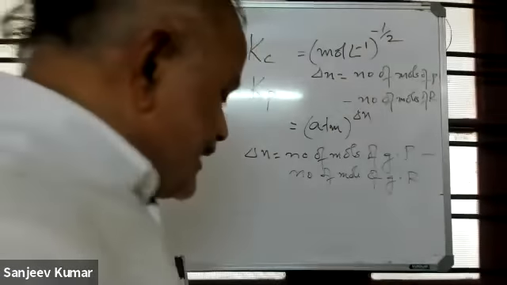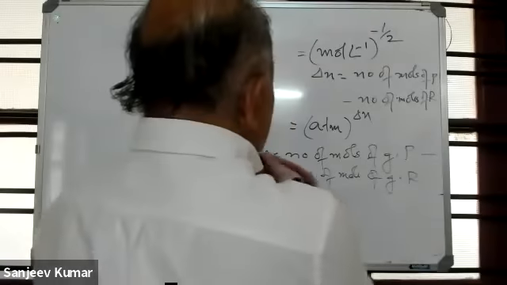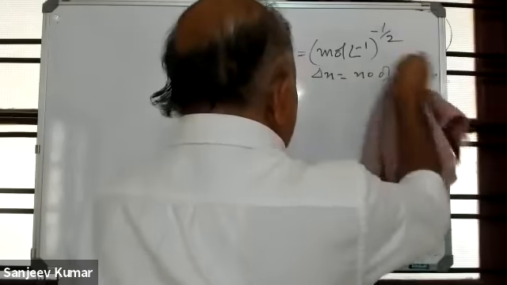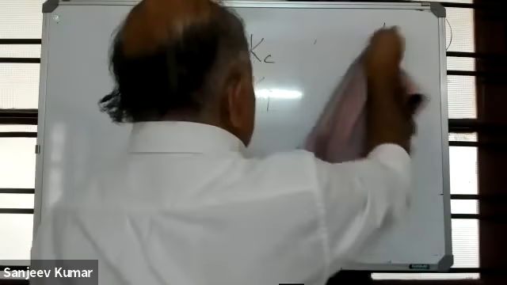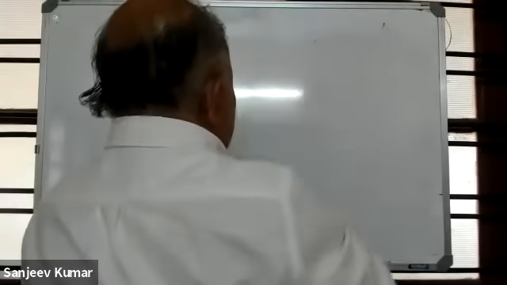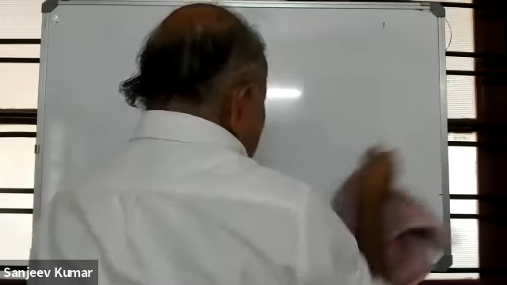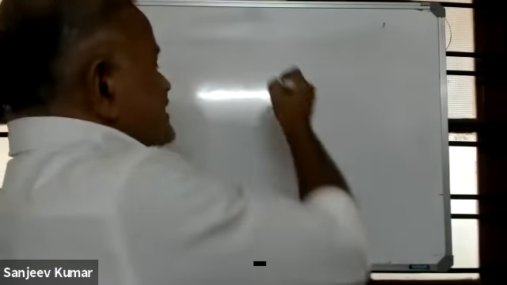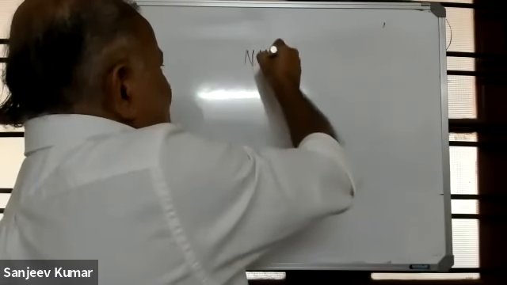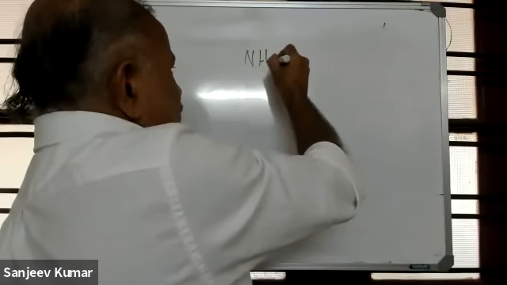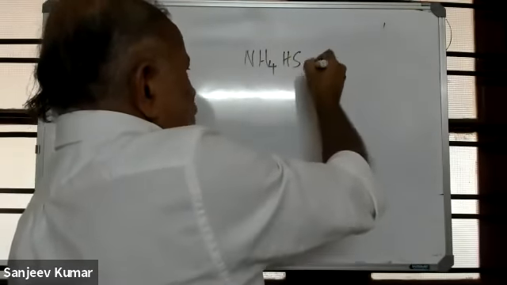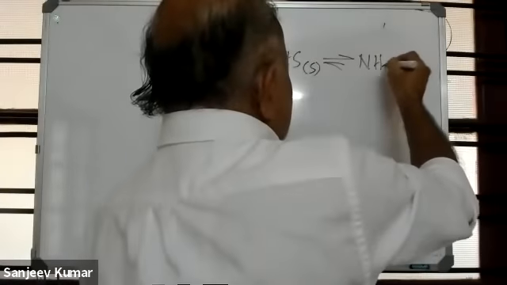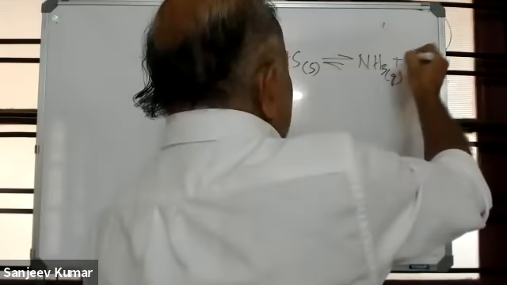We know that Kp is the equilibrium constant when the active masses are expressed as partial pressure in atmosphere. Kc is the equilibrium constant when the active masses are expressed as mole per liter. Ammonium hydrogen sulfide, NH4HS solid, decomposes to give ammonia gas plus H2S gas.